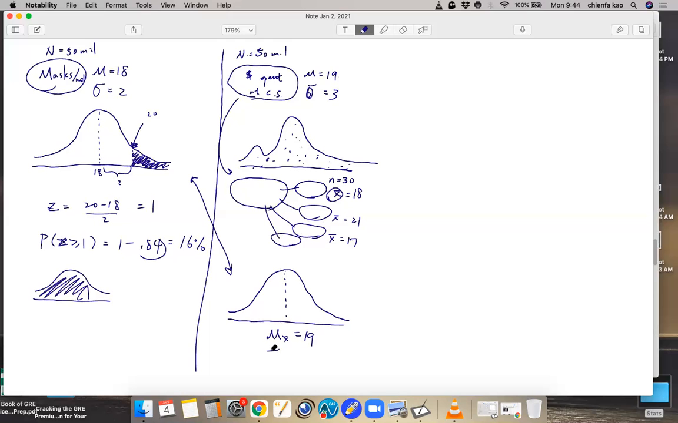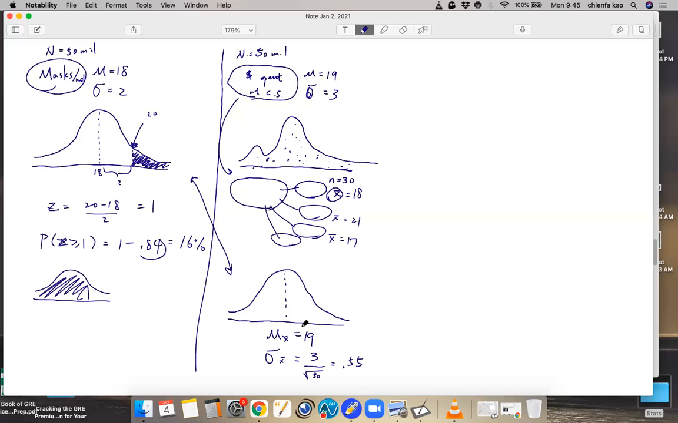And the standard deviation of this thing, the sampling distribution of the sample means, will have a standard deviation. And how do we find that? Take the original, which is 3, divided by the square root of the sample size, which is 30. I actually calculated beforehand. It's 0.55.